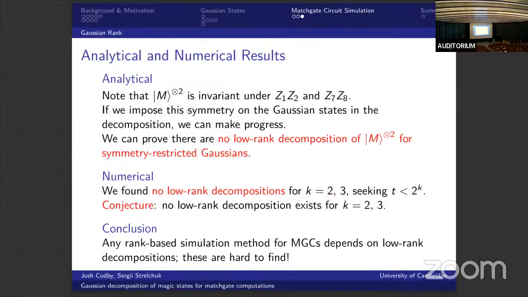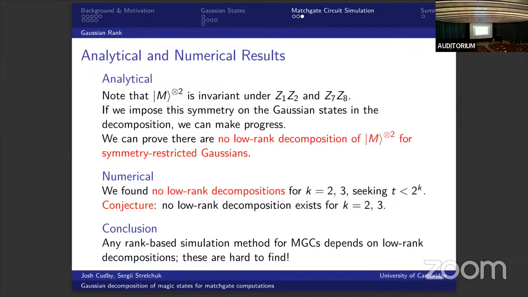On the analytical side, we noted that 2 copies of the magic state is invariant under a pair of Z operators on either the first 2 or last 2 qubits. And now if we impose that same condition on the Gaussian states in the decomposition, we can actually make some progress. Essentially it's because all the constraints that we defined earlier, we saw one that had 4 terms in, they actually all collapsed to only having 2 terms. And we can do a very long and extensive case bash and it's proved that there are no low rank decompositions for symmetry restricted Gaussians.